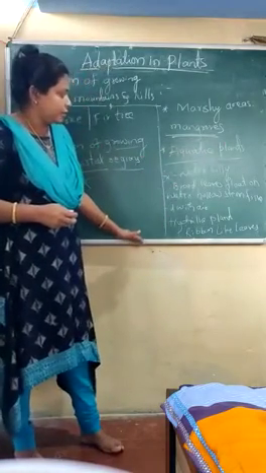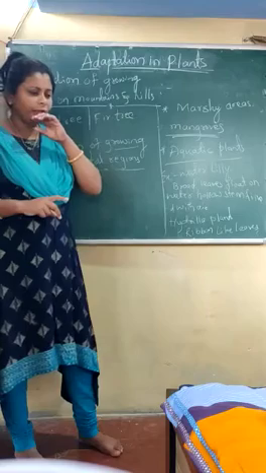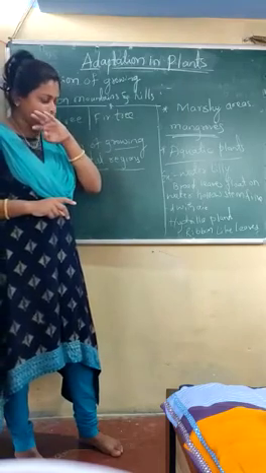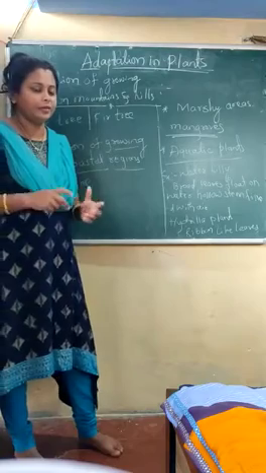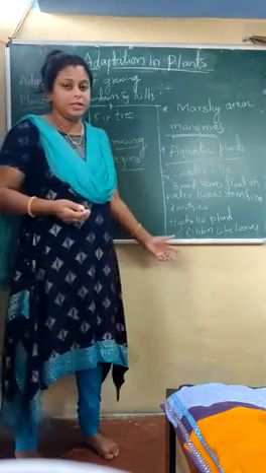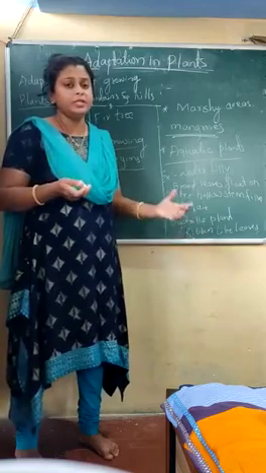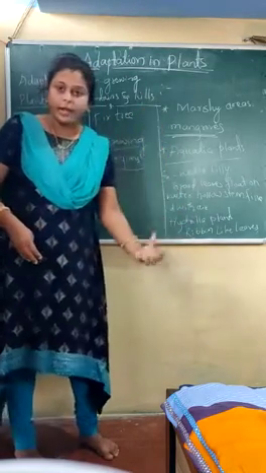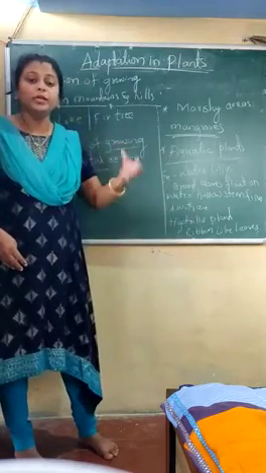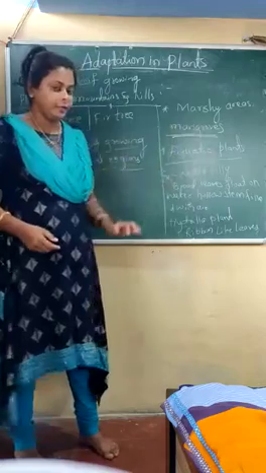Then the last and interesting one is aquatic plants. Aquatic plants means the photos that come in front of our eyes, such as lotus, lily, hydrilla. There are some types of plants which grow inside the water. Those plants are called aquatic plants.